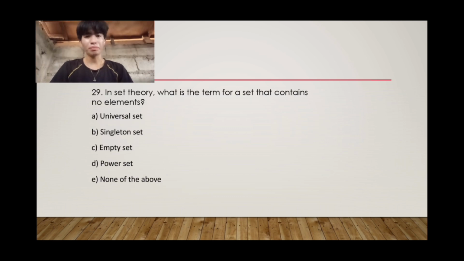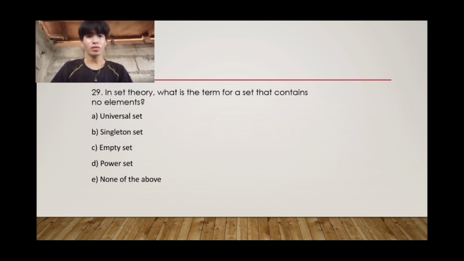Next number. In set theory, what is the term for a set that contains no elements? A. Universal set. B. Singleton set. C. Empty set. D. Power set. Or letter E. None of the above. So our clue word is no elements. Therefore our answer is letter C.